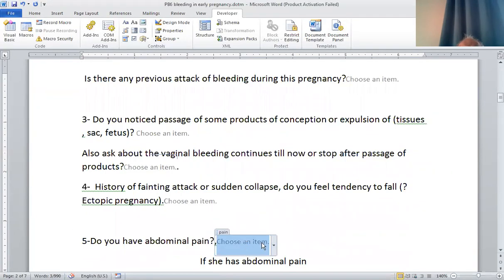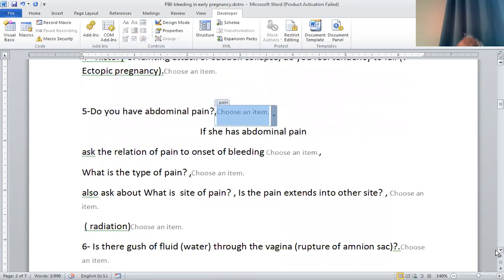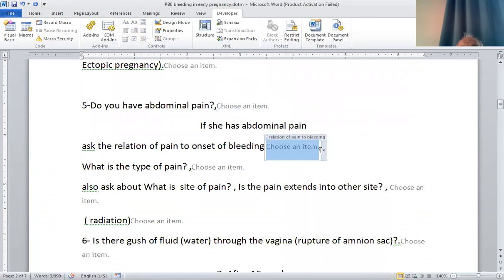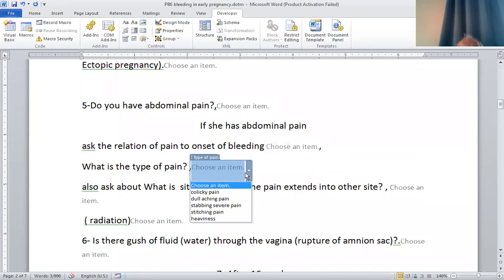And we will ask if the patient has abdominal pain or not. If she feels abdominal pain, we should ask about the site of the pain, whether the bleeding starts and then the pain, or the pain precedes the bleeding, or they go together at the same time. And what is the type of the pain? It's colicky, aching, stabbing, stitching, or heaviness.